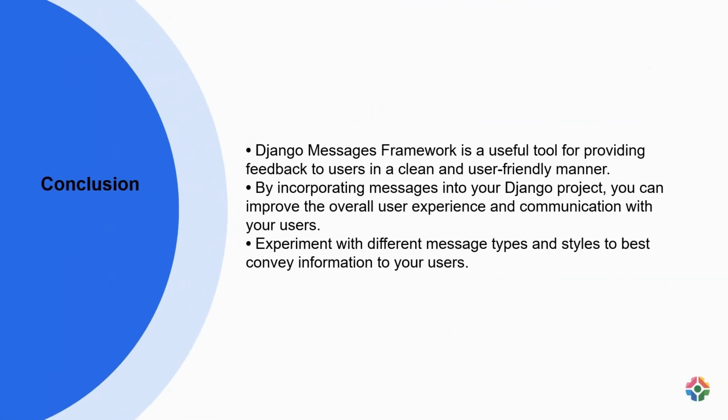The Django Messages framework is an effective tool for delivering user feedback in a clear and user-centric way. By integrating messages into your Django project, you can enhance the user experience and streamline communication. Consider utilizing various message types and styles to effectively convey information to users. For instance, display success messages upon successful form submissions, or error messages when there are validation issues. Tailoring the message content and appearance can significantly impact how users perceive and interact with your application.